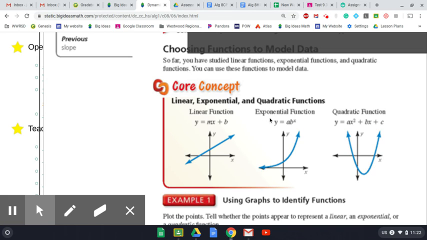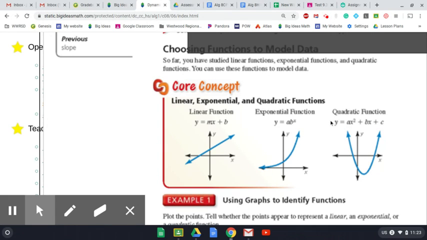Then we can talk about exponential functions. Our exponential functions have the form y equals a times b to the power of x. So remember when x is in the exponent, that's an exponential function. And the graph of our exponential function is this curve that looks like a hockey stick.